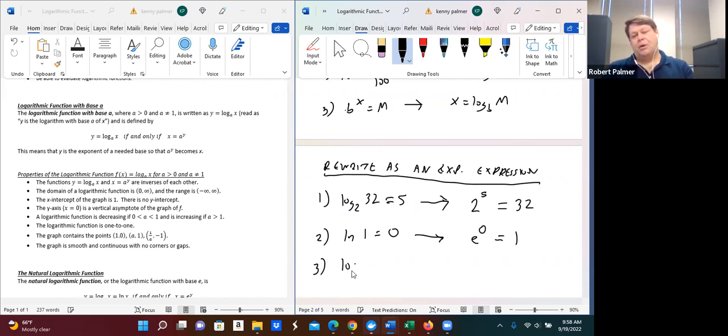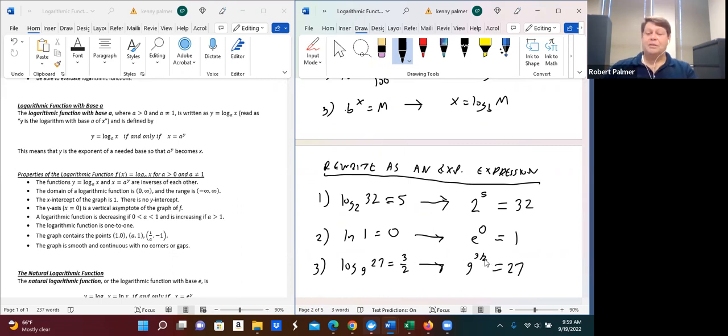Log base 9 of 27 is equal to 3/2. Same idea. So here's our equal sign. Our base is 9, that becomes our base. What the log is equal to is our exponent, so that's 3/2. And then what's left is the 27.